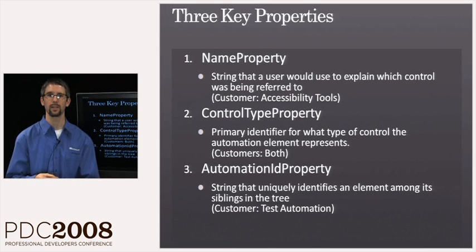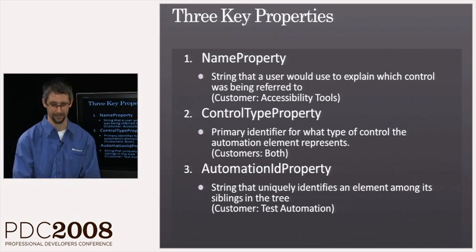Automation ID uniquely identifies an element among its siblings, and it can be made unique even between controls with the same name, even controls with the same name and same control type. It's just a string, and so it's up to the developer to assign unique automation IDs, but it's well worth the effort because it makes automating that application and testing it later much easier. So three key properties: name, control type, automation ID. And for the full list, go check out the Community Promise spec.